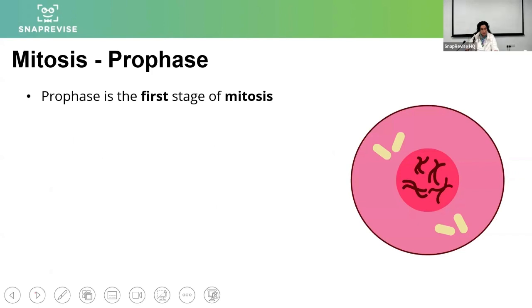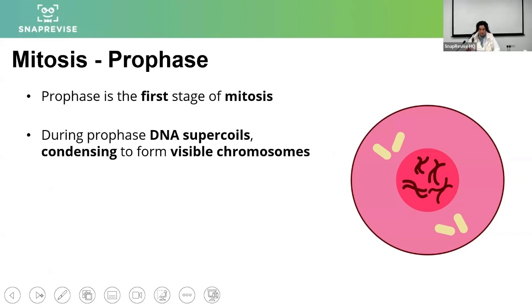So let's go and see the phases of mitosis one by one. First phase is called prophase. And what are the events that are happening at prophase? First of all, DNA condenses to form visible chromosomes. How does that happen? By DNA supercoiling. Prior to that, DNA still exists in the nucleus as chromatin, meaning DNA wrapped around histone proteins.